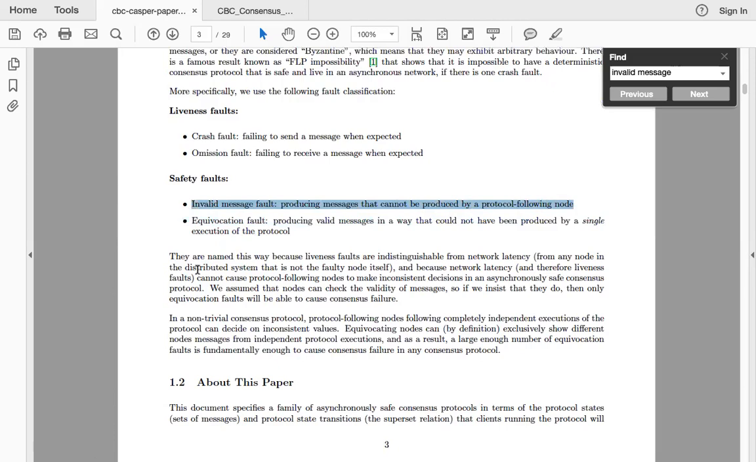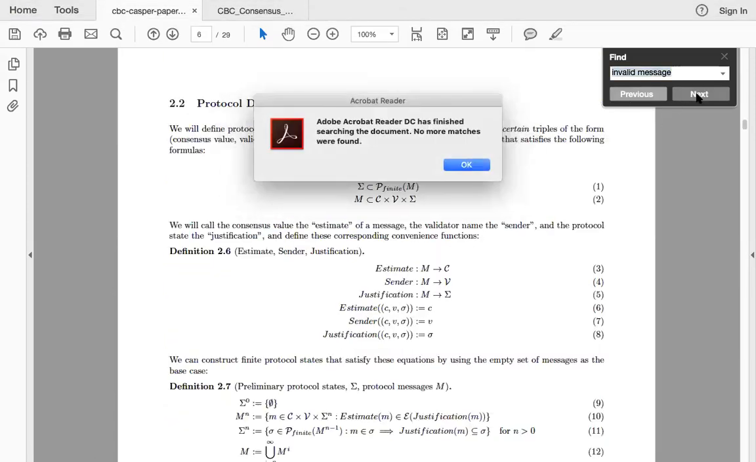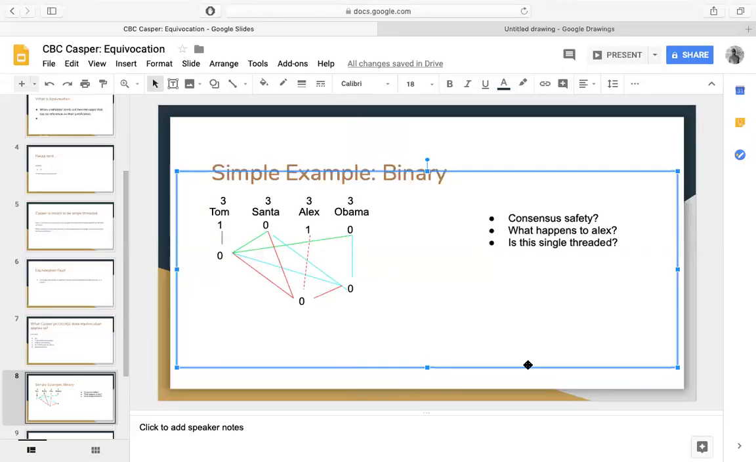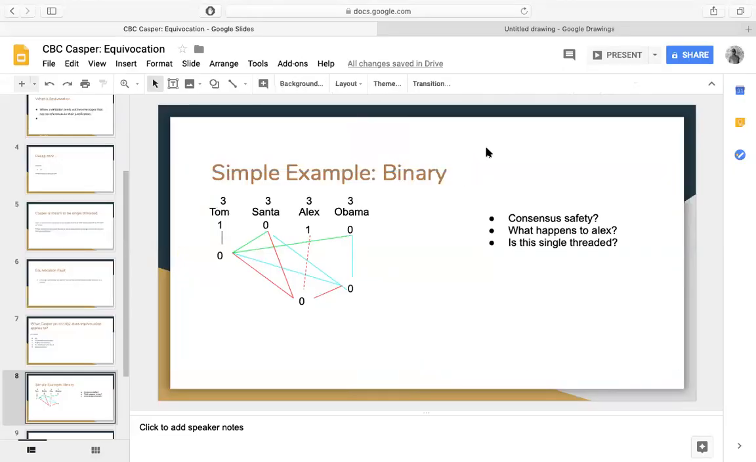Joshi, how do you mean in this case that this is for equivocation? Because if this one from Alex was never sent to anyone, it doesn't matter, right? Oh yeah, that's a really interesting point. So I guess because this one is not in the justification of a 0, right? Oh no, that's not true.